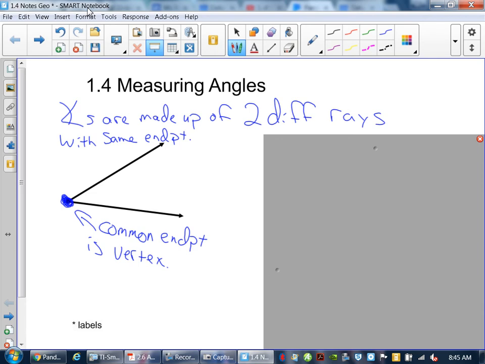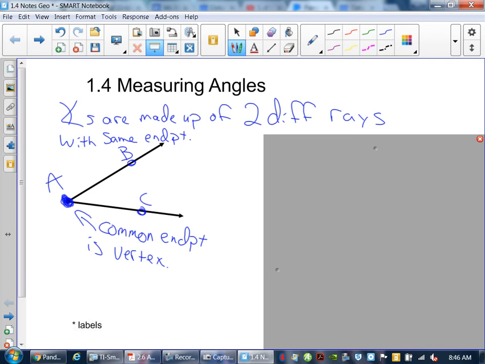Now, when you think about how rays were labeled, remember how rays were labeled with two letters? The endpoint was one, where it went through was the other. So if this was ray AB, and this was ray AC, what point do they have in common? A. Correct. So A would be called the vertex. Now, how many points do we have here that create this angle? 3. Very good.